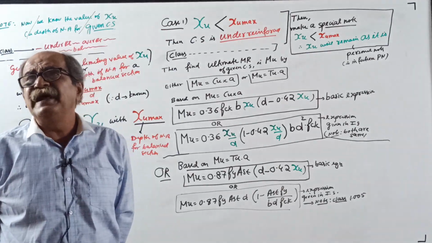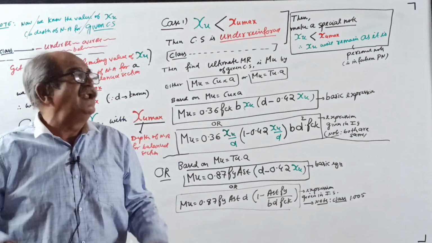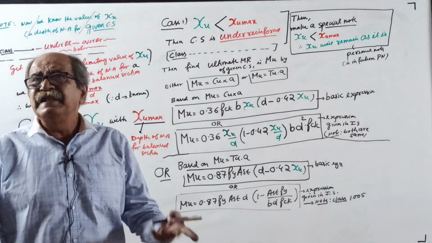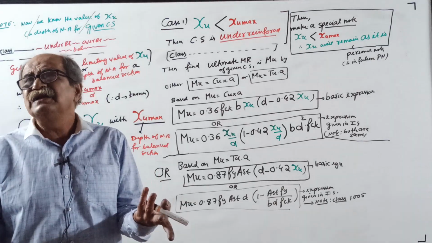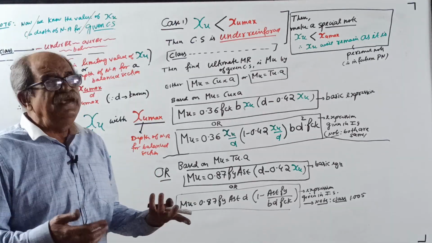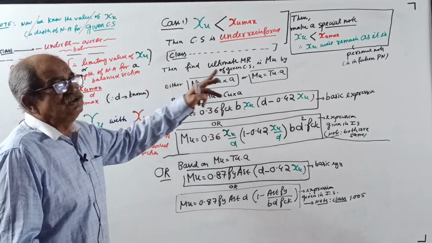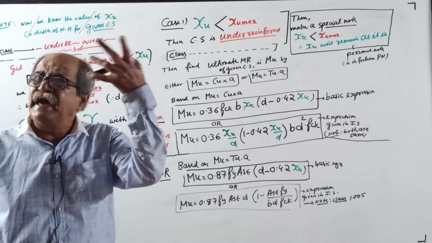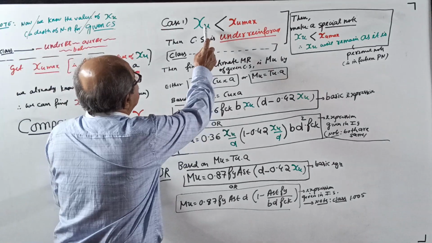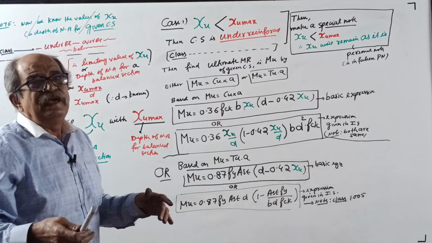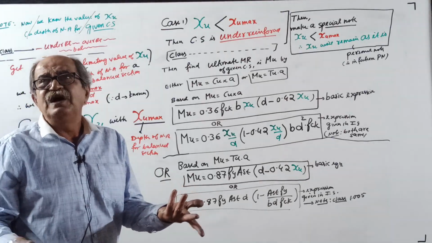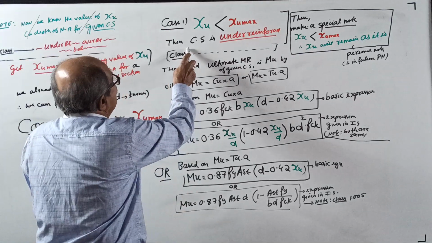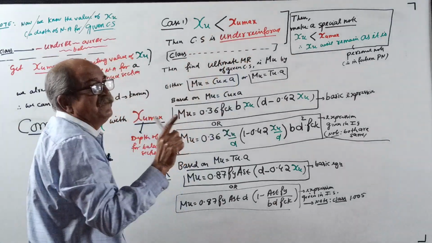Somebody will ask, sir, what if it comes equal? It will never come equal. In my entire teaching so far, spanning around 40 years, it never came. If it comes, what is the problem? If it comes equal, then case 1 and case 2 both you can apply. What you do for case 1 is applicable for case 2 also. So you can write XU less than XU max or even equal to XU max. It will not come. Okay. Then the cross section is under reinforced.